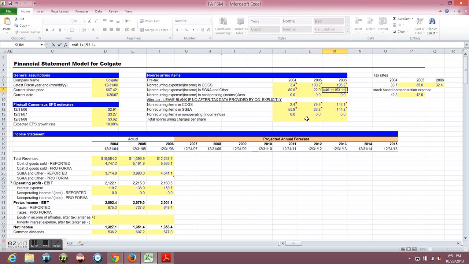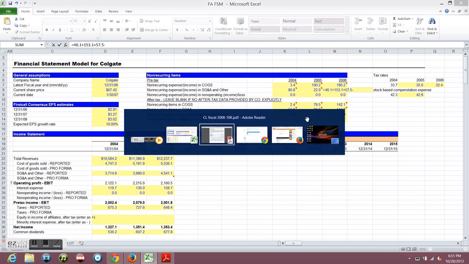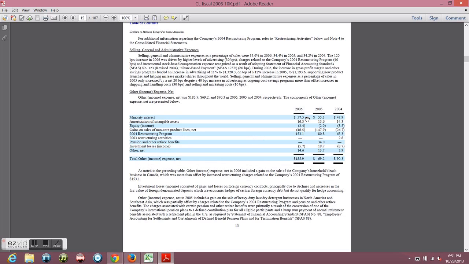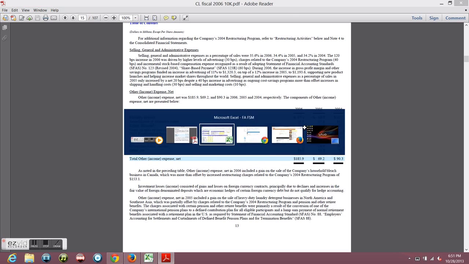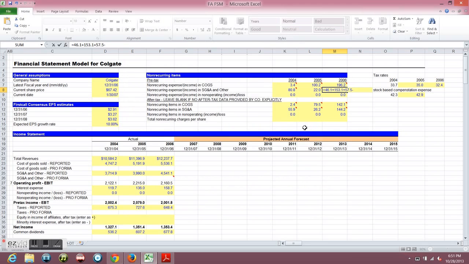Plus 57.5. And then we're going to subtract our equity income, which is 3.4, as you can see here. Okay, now what I would do at this point is that I have technically found my equity and my minority interest. So I'm going to take these numbers and put them in my equity income and affiliates.